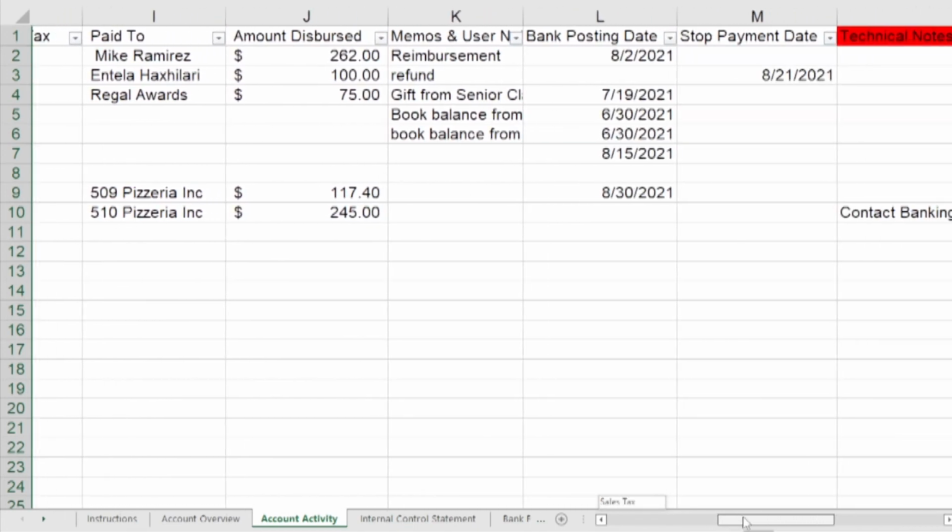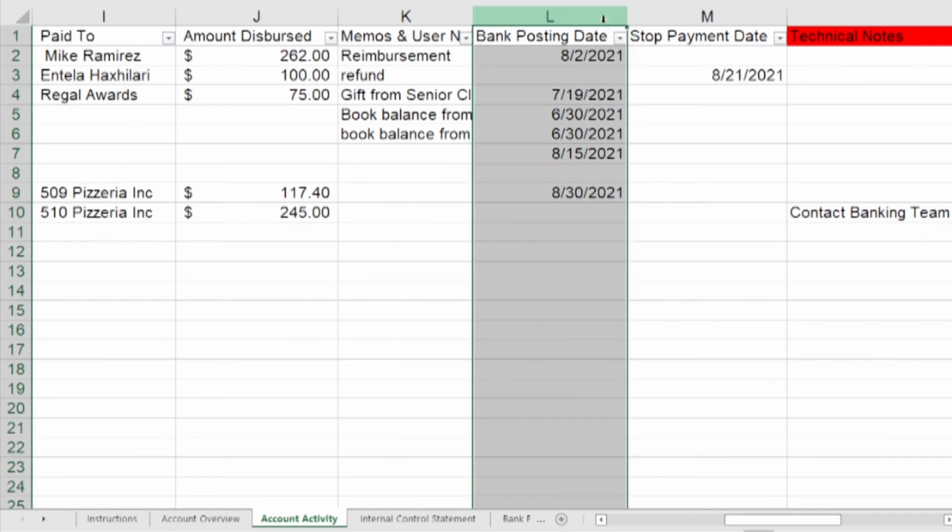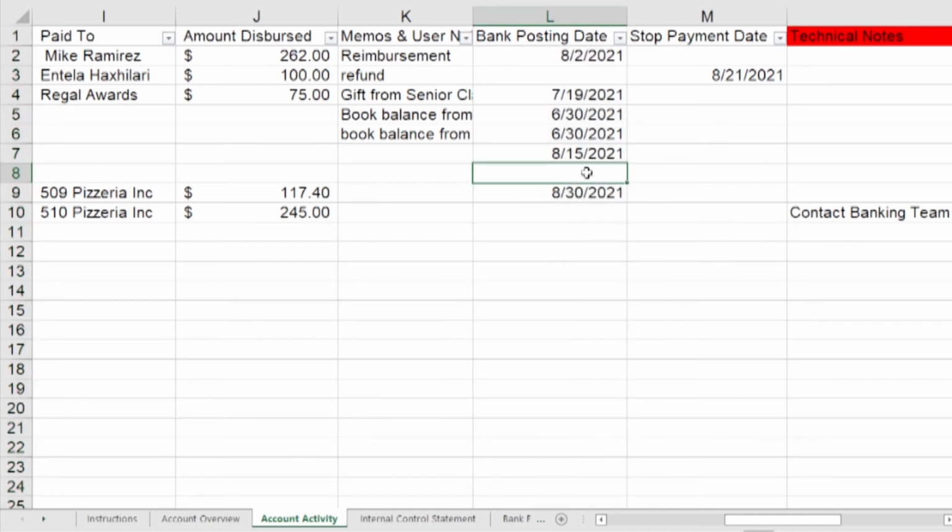This slide shows additional columns on the Account Activity tab. Column L, in particular, is the column where we will confirm when each transaction was finalized by the bank posting date. Not completing this will result in accounts that are unreconciled and incomplete.